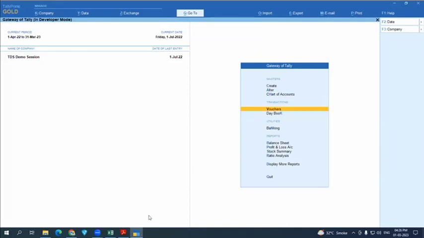But after return filing, if it is a credit note, then don't reverse it. You have to reverse before return filing or challan payment. Just a minute.